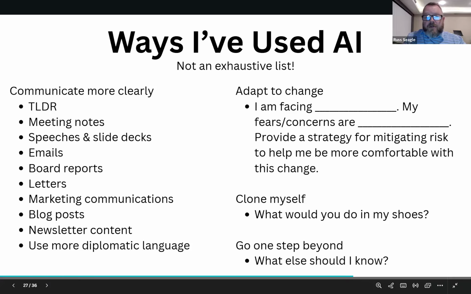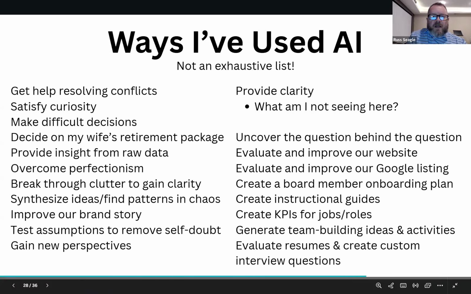It will help us adapt to change. Some of us don't like change. Some of us thrive on it. But you can say, I'm facing blank, and here are my fears and concerns. Help me with a strategy for mitigating that, getting over that. How do I get comfortable with this? What would you do in my shoes? I've had conversations with AI, and it tells me, here's how you do this. Here's what I would do. What would you do if you were me? So I want it to actually now put itself in my shoes, where I've been putting myself in the AI's shoes. Again, not an exhaustive list, but these are just some of the things that we've used AI for.